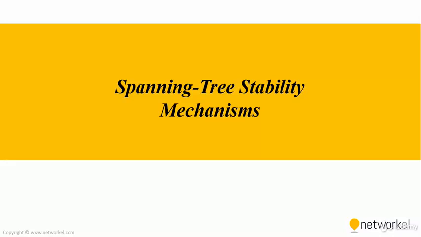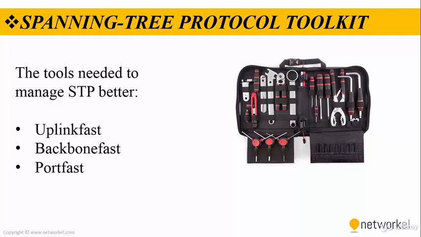In this section, we are going to talk about spanning tree stability mechanisms. Let's take a look at the spanning tree protocol toolkit first. These are the tools needed to manage STP better, and their main role is providing a faster reconvergence for the STP protocol. They are UplinkFast, BackboneFast, and the PortFast features.